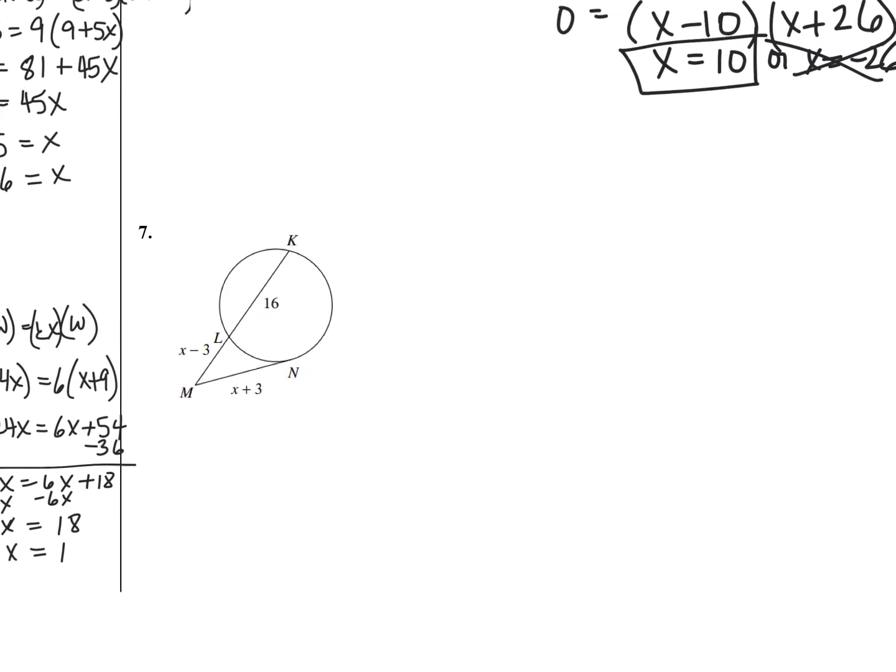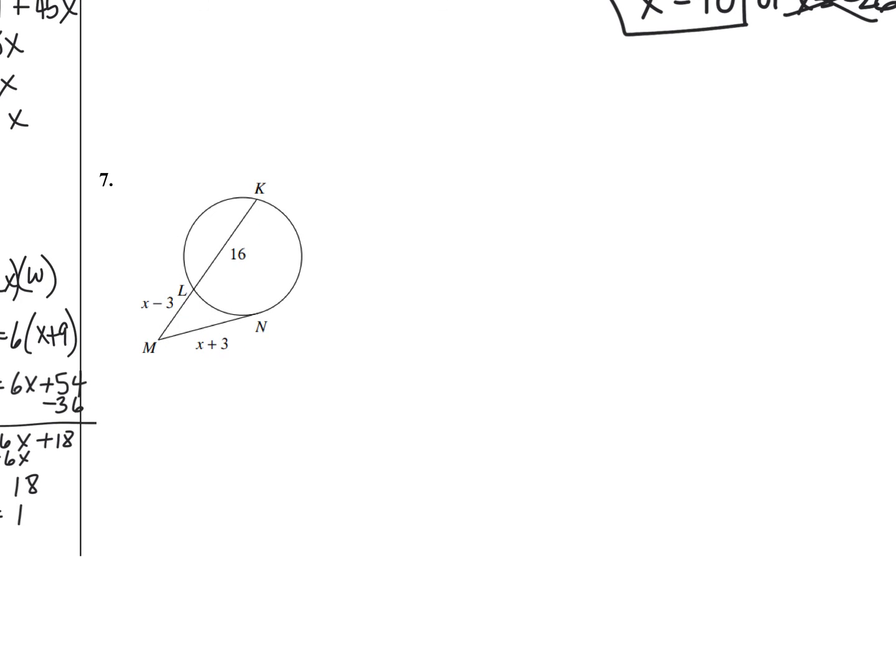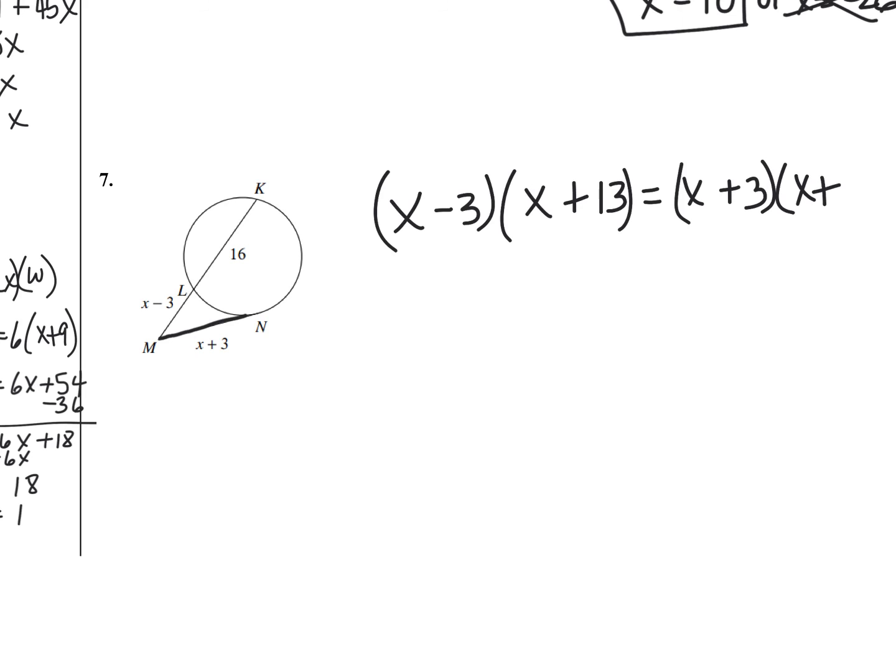All right, this is our last example. We want to do our exterior times the whole thing. So x minus 3 plus 16 is going to be x plus 13. And that equals, the exterior and the whole thing are both the same segment on the tangent. So we'll multiply that by itself. And now we're just going to simplify.